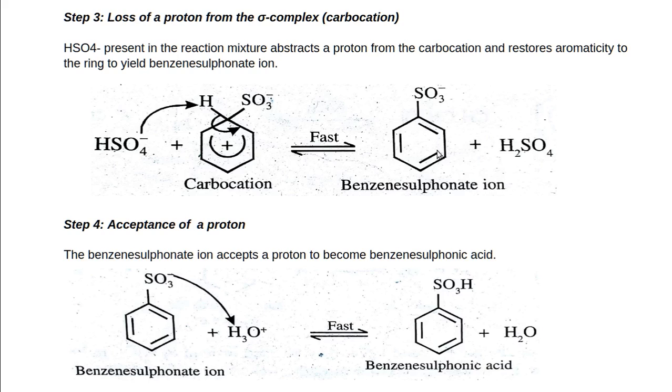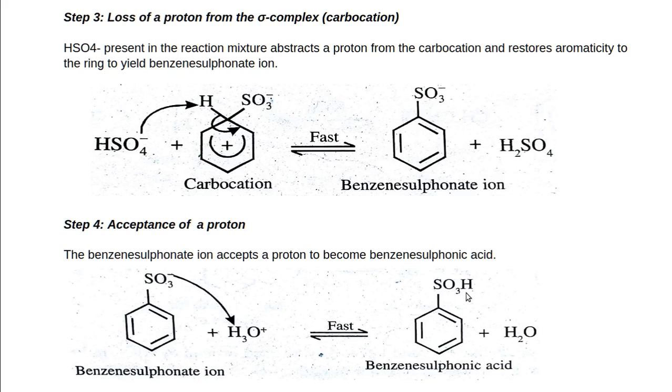So in order to get a neutral benzene sulfonic acid, there will be a fourth step, that is acceptance of a proton. Benzene sulfonate ion accepts a proton from H3O plus, that is obtained in the first step of the reaction, forming benzene sulfonic acid. Then all the steps are reversible in the sulfonation reaction. There are 4 steps in the sulfonation reaction.